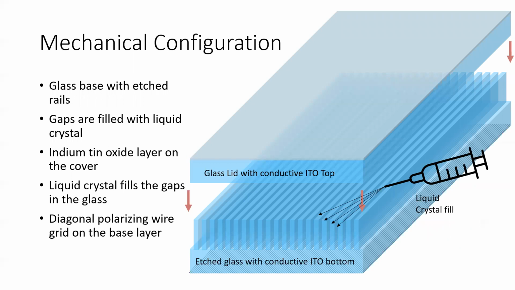In the structure shown here, we have a glass base and plasma etched glass rails. So we take a piece of glass, etch away these slots, and fill these slots full of liquid crystal. Then we put a glass lid on top of that. Both the bottom and the top have an ITO layer, which is an indium tin oxide layer, a transparent conductor. When we put a voltage bias on that conductor, it changes the characteristics of the liquid crystal that's trapped between the layers.